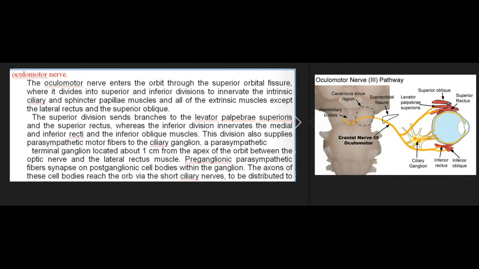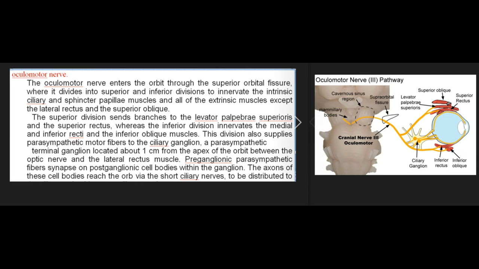Oculomotor nerve. The oculomotor nerve enters the orbit through the superior orbital fissure, where it divides into superior and inferior divisions to innervate the intrinsic ciliary and sphincter pupillae muscles and all of the extrinsic muscles except the lateral rectus and the superior oblique. The superior division sends branches to the levator palpebrae superioris and the superior rectus, whereas the inferior division innervates the medial and inferior recti and the inferior oblique muscles.